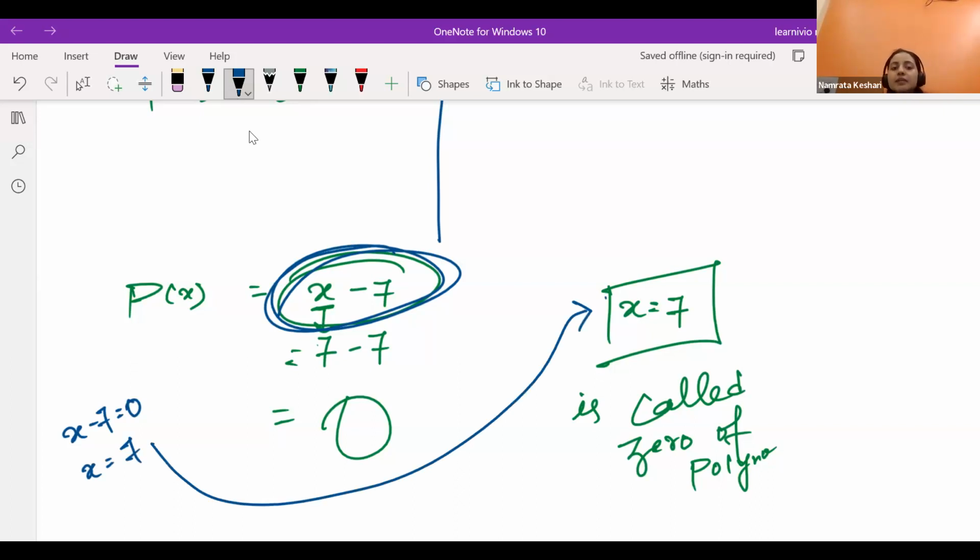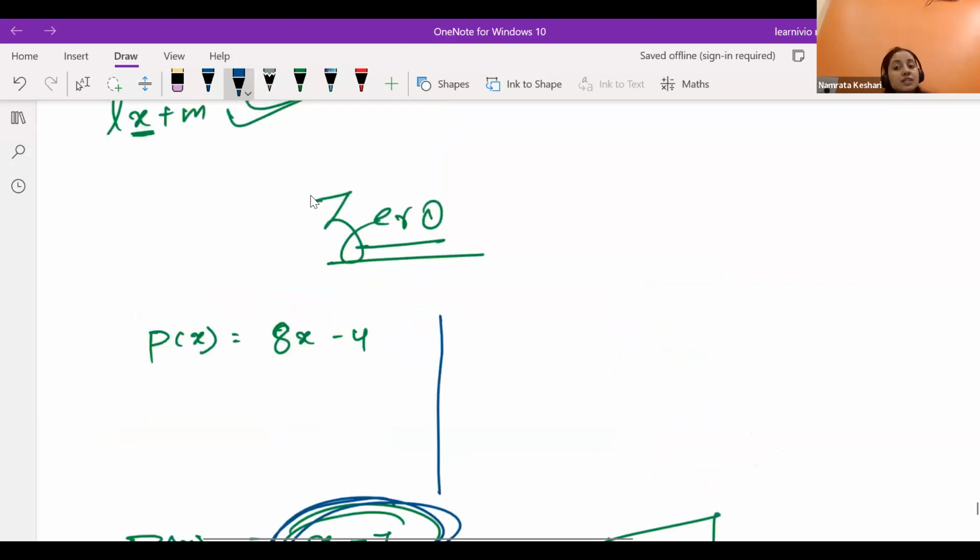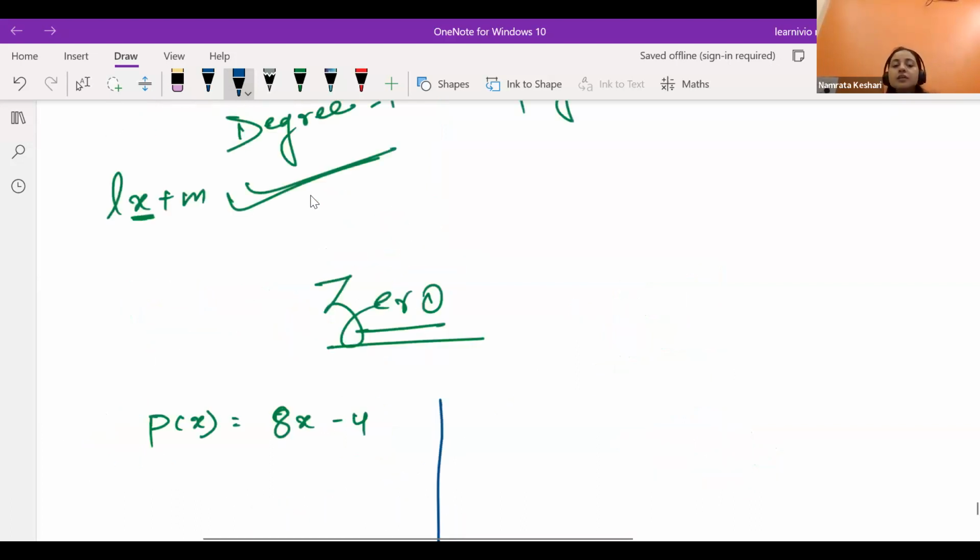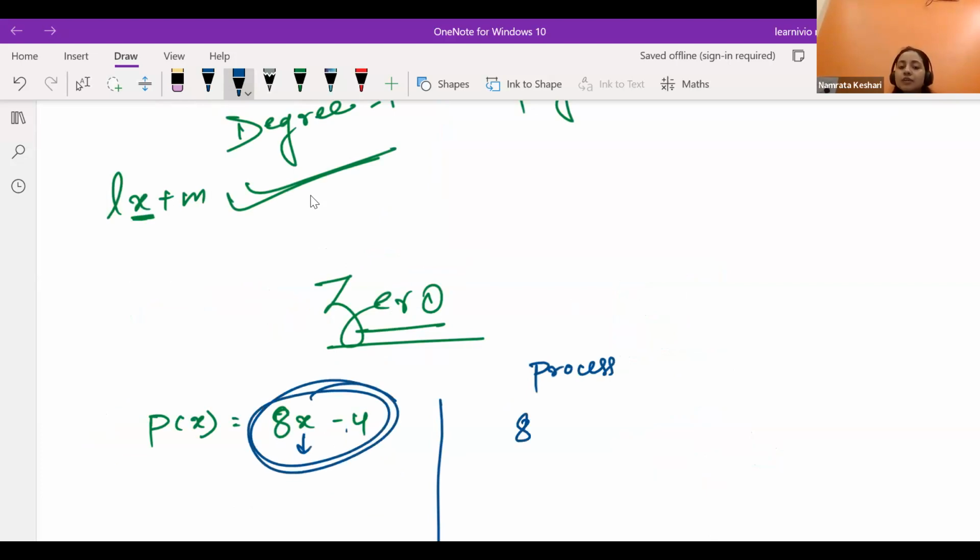Again, let me help you with the process because it is that important. 0 of the polynomial means such an x value which will make this polynomial 0. But the process of finding the 0 is, whatever polynomial you are having, just take it equal to 0 by yourself, and then solve it for the x value. What is the x value?